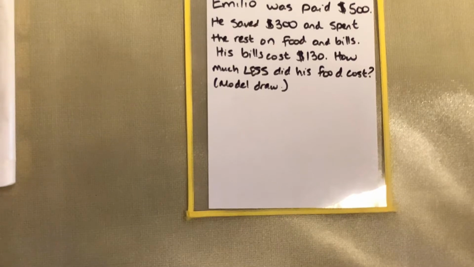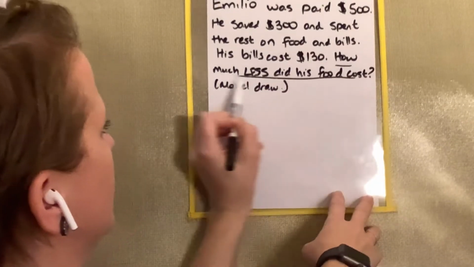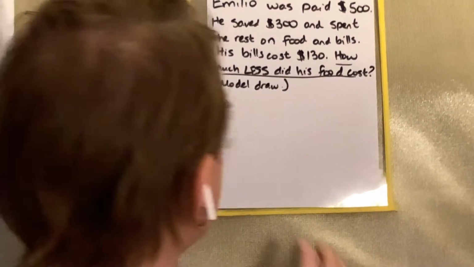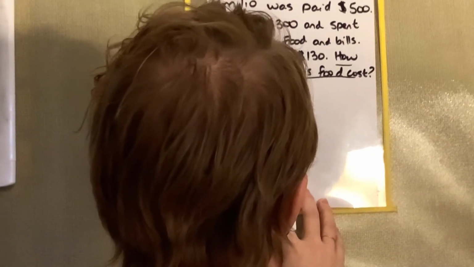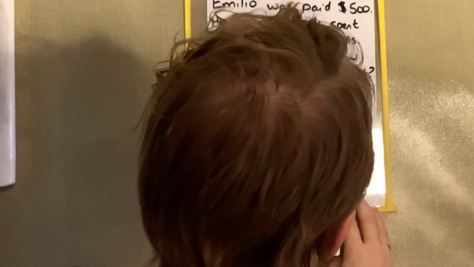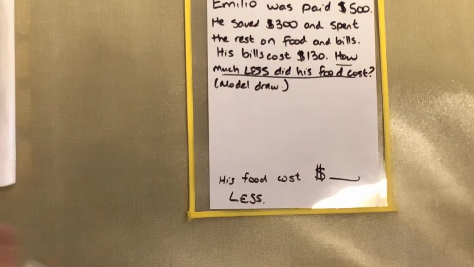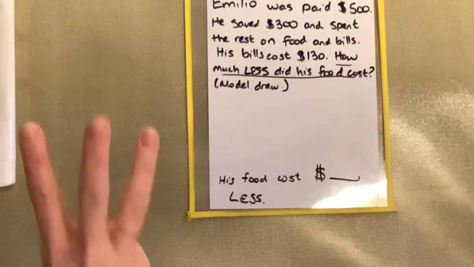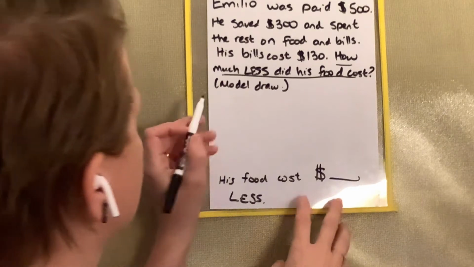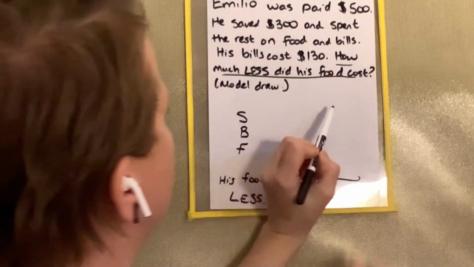So of course, fifth graders, you're not underlining because you don't have a question to underline, but you should have that answer statement. So his food cost blank dollars less. And again, we have that capitalization to really emphasize we're not asking how much was his food, we're asking how much less was his food. Remember, we talked about having 3 unit bars for this. So we have his savings, we have his bills, and we have his food.